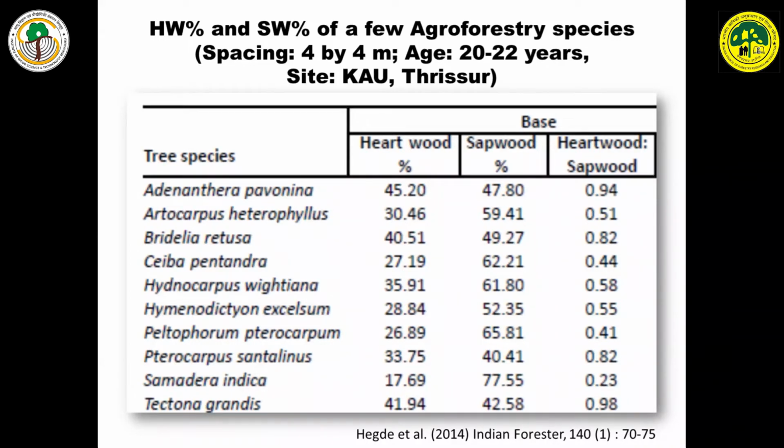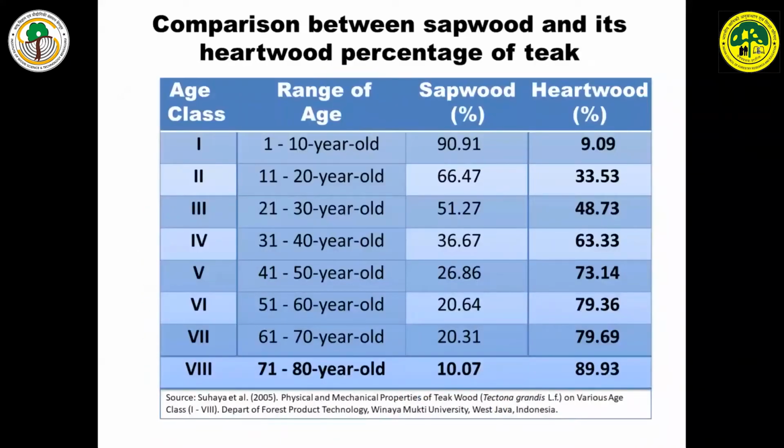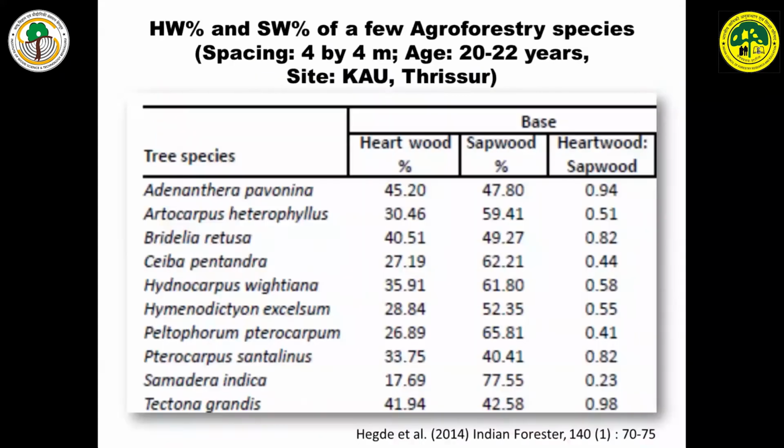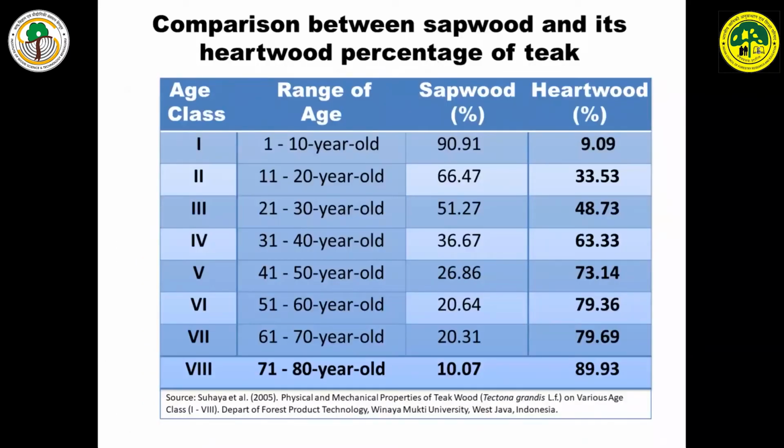So this we can determine by the destructive method, by cutting the tree and then determining the percentage of heartwood and sapwood from the tree disc. But later, there is one presentation on ERT, which determines the percentage without cutting the tree. That is called the non-destructive technique for determining the percentage of heartwood and sapwood in a tree.